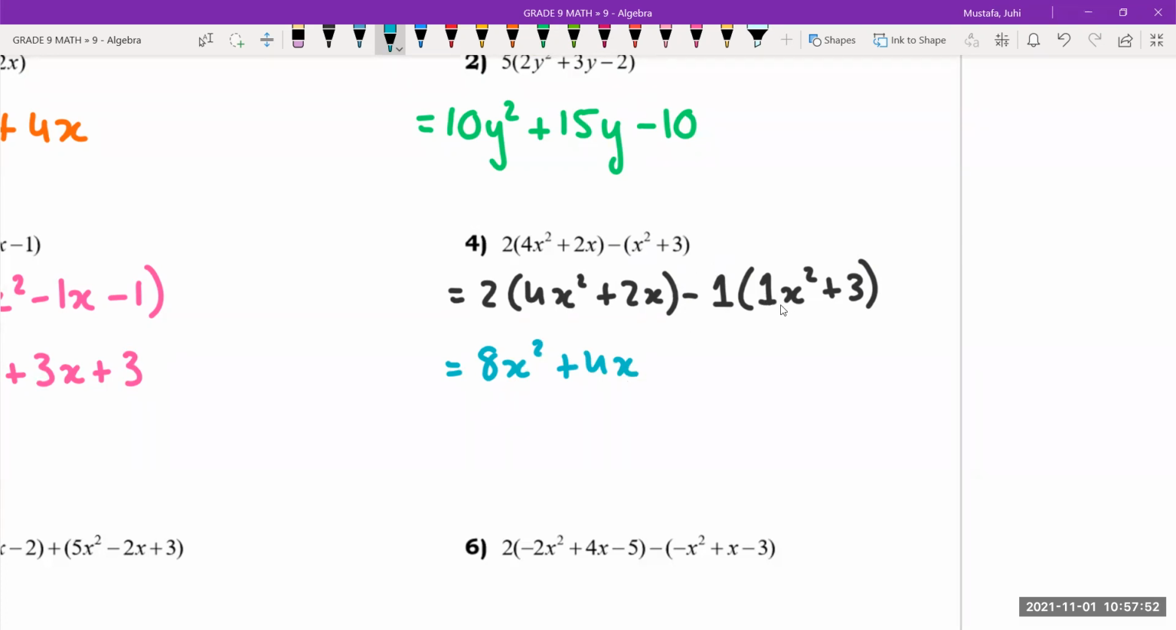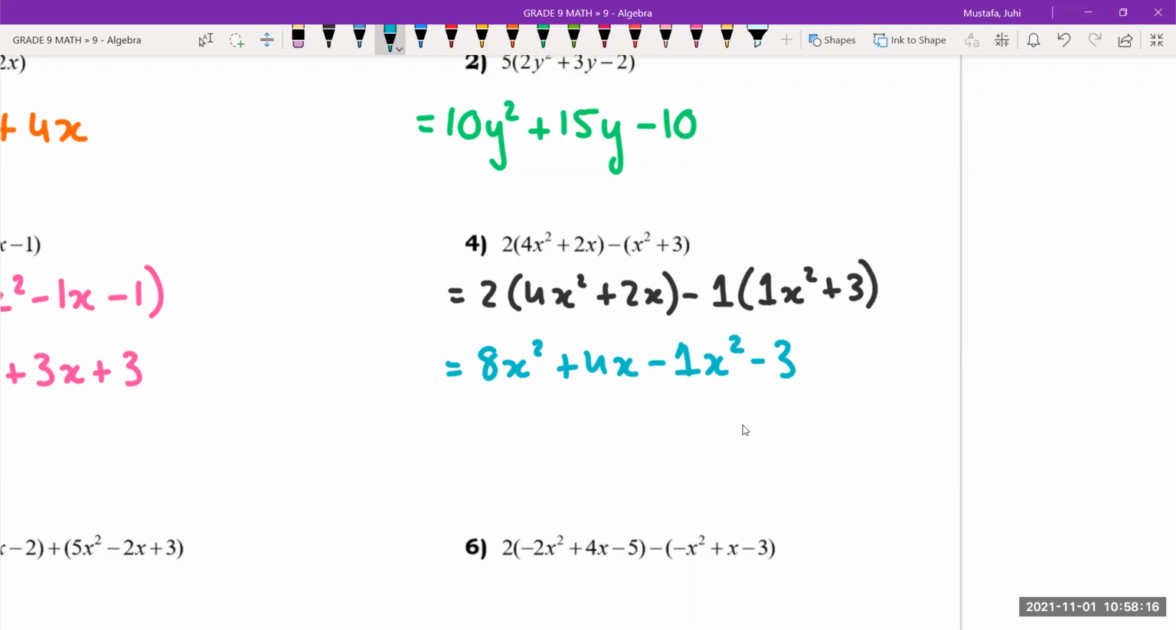What's -1 times 1? I just did -x squared. Yep, I'm just going to write it as -1x squared. And then -1 times +3? -3. Good. I'll stop here. Does this make sense, or does anyone have any questions about what we did here? It makes sense what we did?